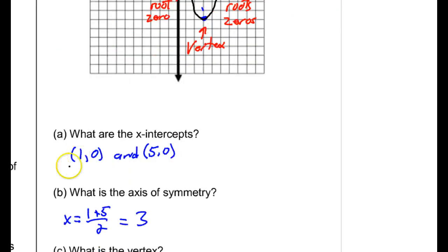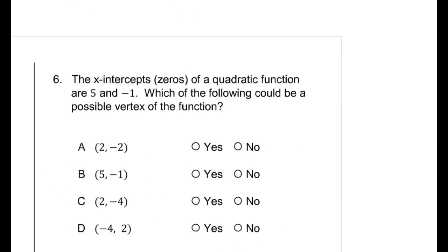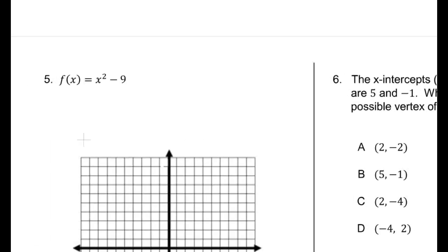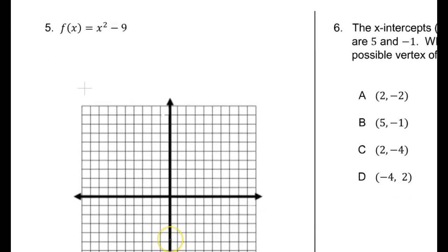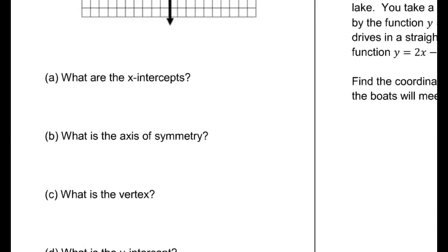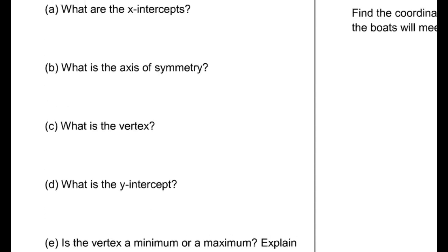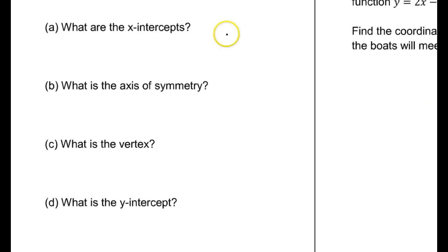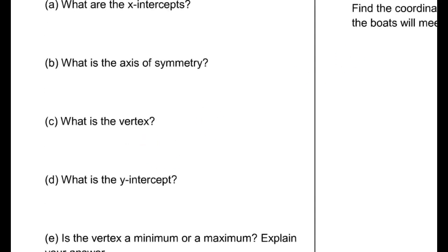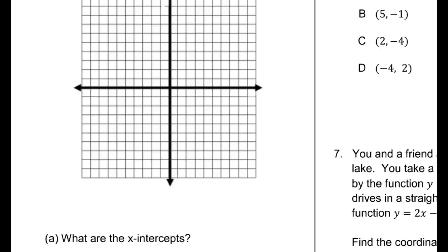All right, let's continue on to the back side. Number 5. There you go, another graphic. Oh, pretty similar to number 4, but there is no middle term. We're still going to answer the same questions, find the roots or x-intercepts or zeros, all the same thing, and then axis of symmetry, vertex, and the y-intercept. Okay. And of course, is it a min or max?